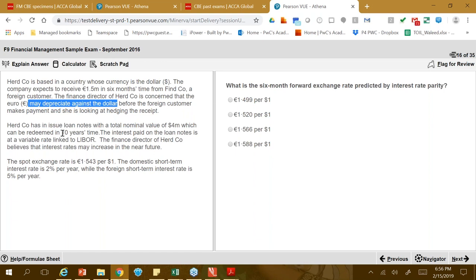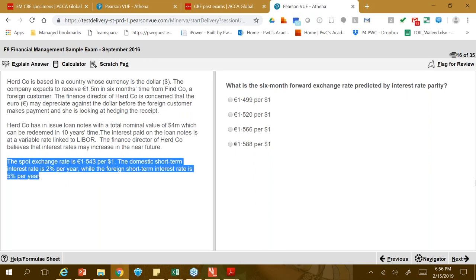Herd has issued loan notes with a total nominal value of $4 million, which can be redeemed in 10 years' time. The interest paid on the loan notes is at a variable rate linked to the LIBOR. So a bit of interest rate risk here as well. LIBOR is the interbank rate. The finance director of Herd believes that interest rates may increase in the near future. The spot exchange rate is 1.543 per $1. The domestic short-term interest rate is 2% per year, while the foreign short-term interest rate is 5% per year. So here is the information for us to do the interest rate parity.